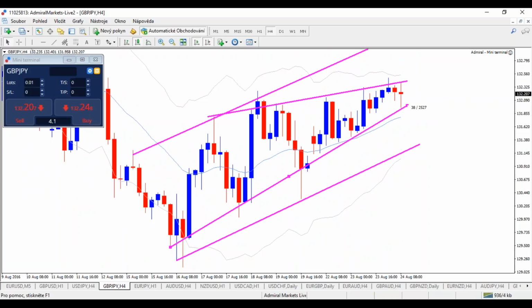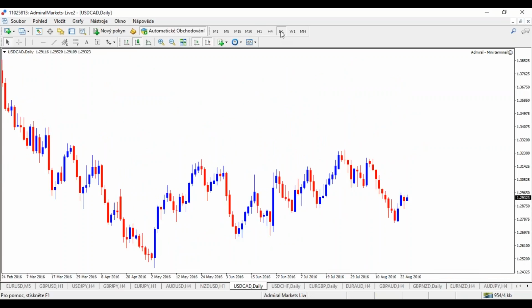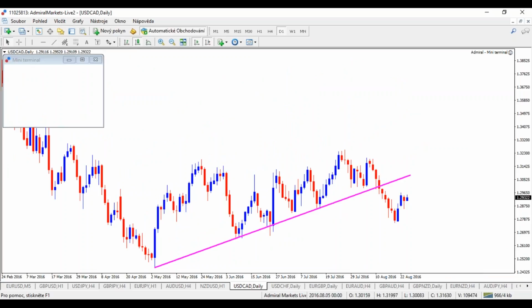Dollar-cad. Ah, my cat doesn't like the dollar-cad, so I guess we have to skip that one. Just kidding. Dollar-cad is looking like a bearish break. It is moving away. There's good momentum here. Oh, sorry about that, folks. I have to say hi to her because she demands some attention here.